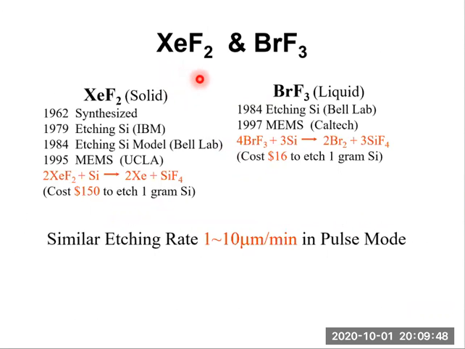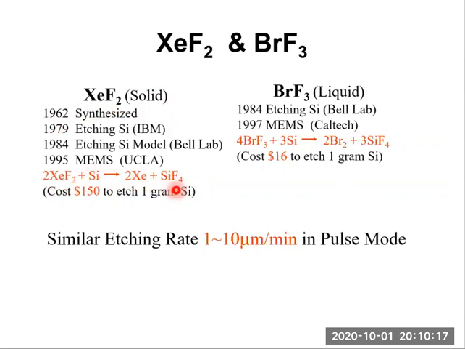A brief comparison of xenon difluoride and bromine trifluoride. Xenon difluoride itself is solid. It was first synthesized in 1962. This is the chemical reaction: xenon difluoride reacts with silicon, and the products are xenon and silicon tetrafluoride.